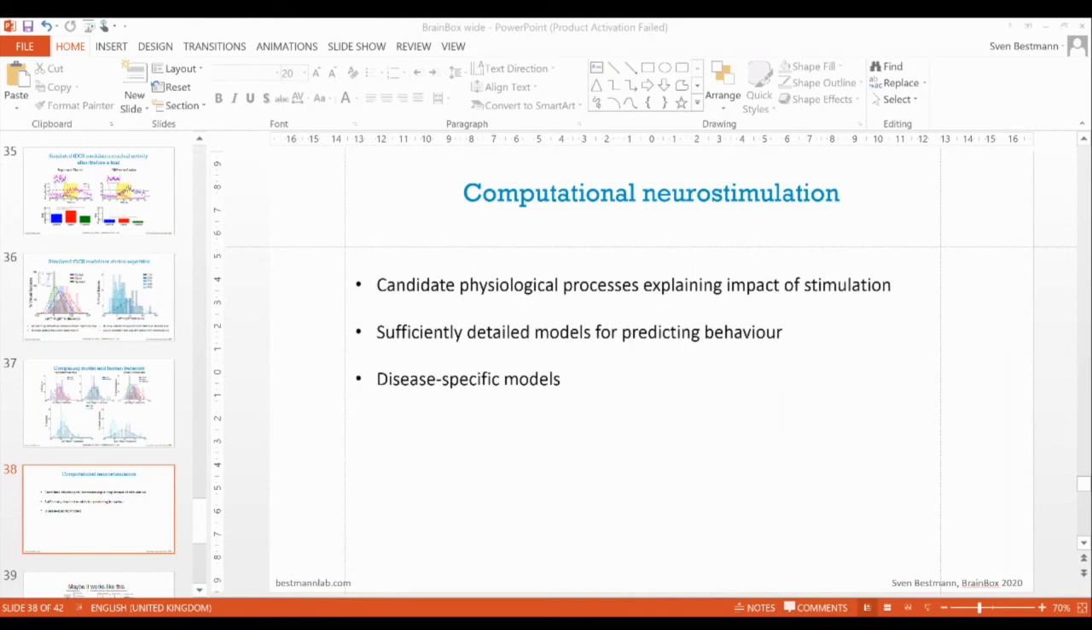And maybe there are cases where there's a very clear marker of the disease in an individual and a model that would incorporate that. And then you could actually try and develop an individualized application. I think it's perhaps a bit further away, certainly in terms of predicting what the behavior would be in that particular subject.